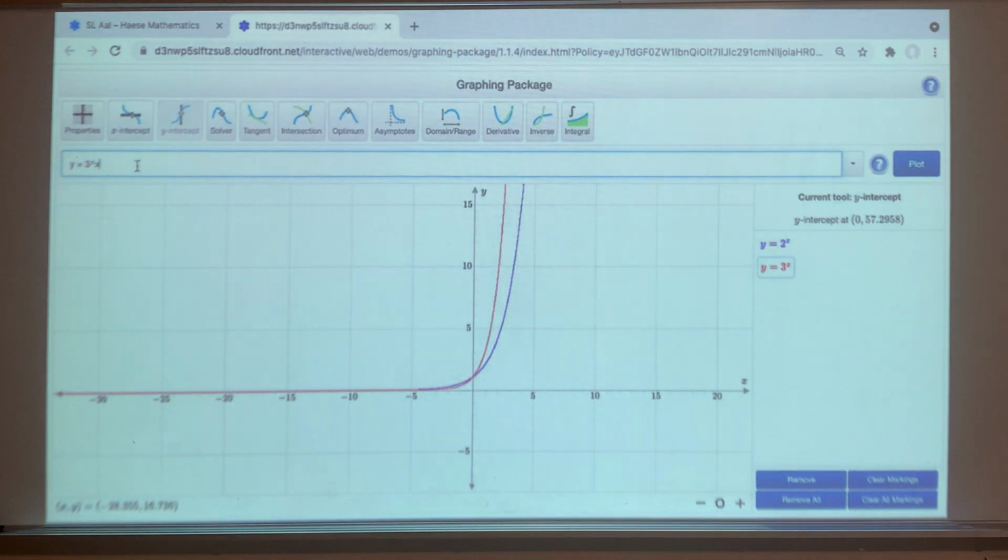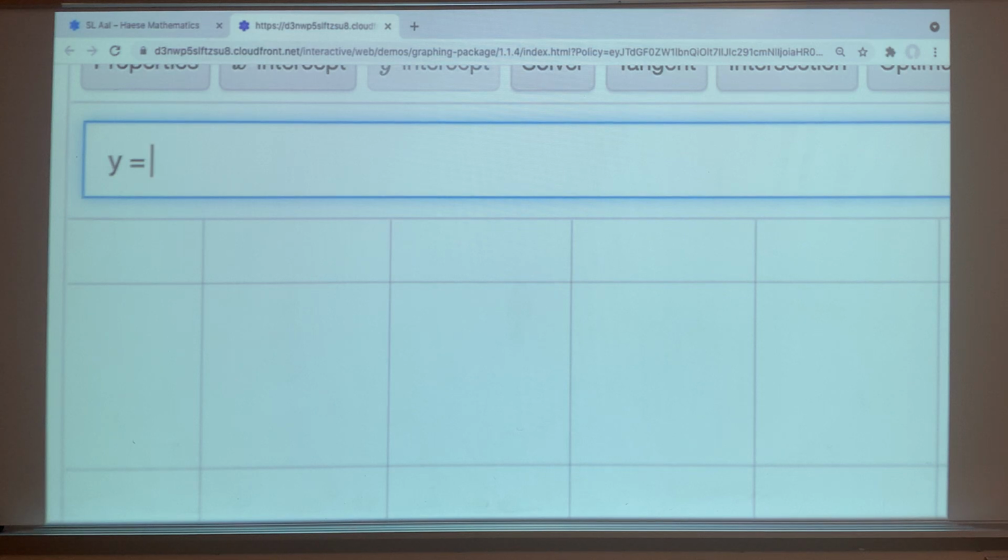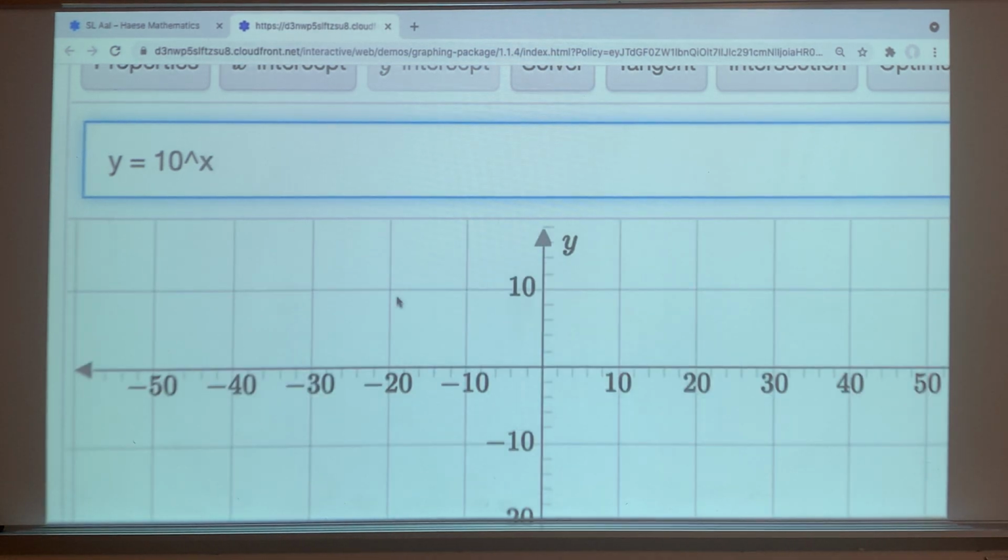In case you're wondering, I'm putting everything in this top right column. The next one it says to do is y equals 10 to the x. 10 caret x. Enter. Then we go back down and zoom out so you can see.